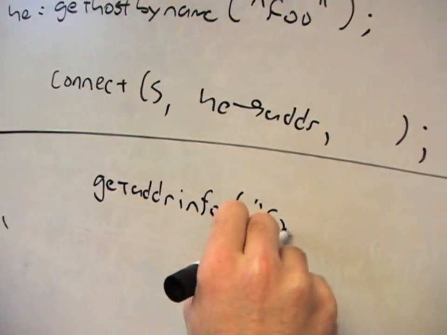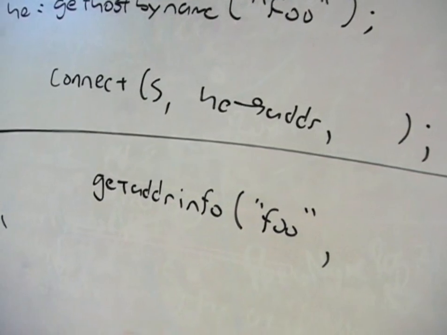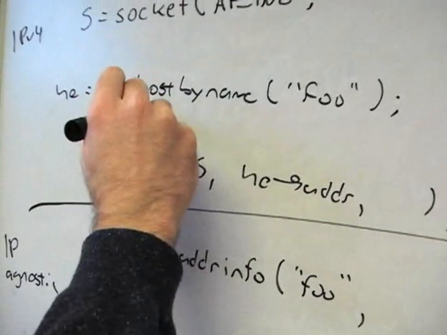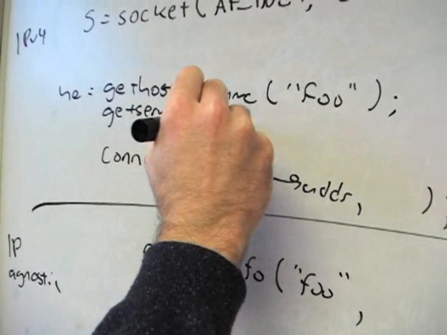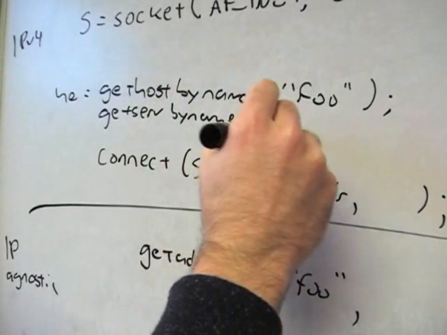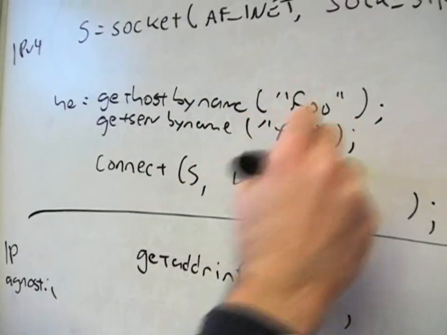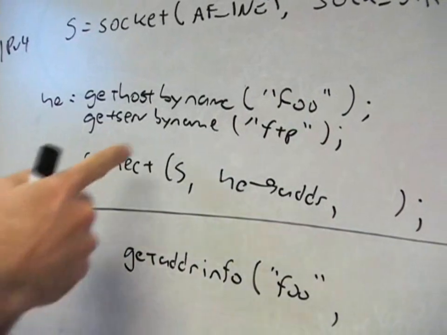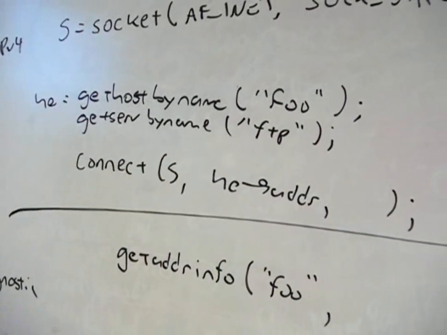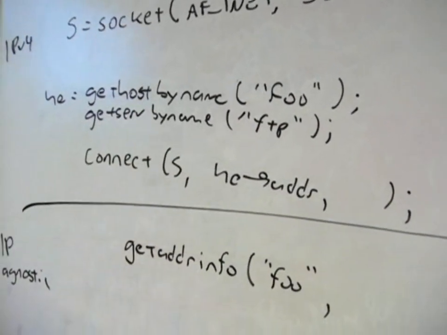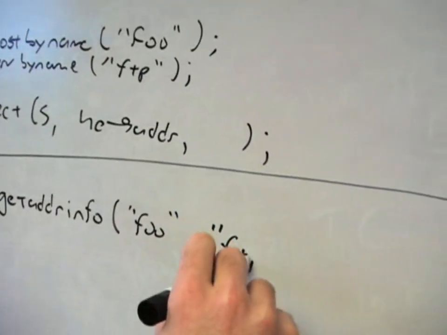You'd say foo. The nice thing about getaddrinfo is it actually rolls in gethostbyname and getservbyname. Okay. So getservbyname, instead of a host name, would resolve service names like FTP. So if you wanted to get the port that was associated with FTP, you call getservbyname. And it returns you that. Well, here you can do it in one call.